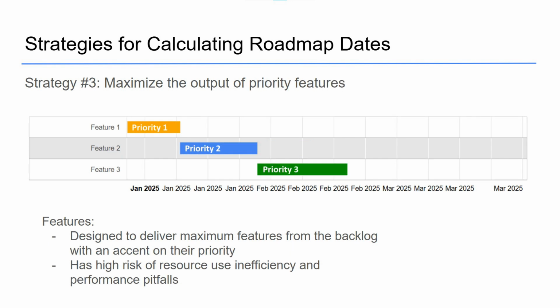The third strategy is to maximize the output of priority features. This could be named a variation of the previous strategy, but with a proper accent on feature priority. Whatever goes first on the backlog should go first on the timeline. This is the main idea of the strategy.